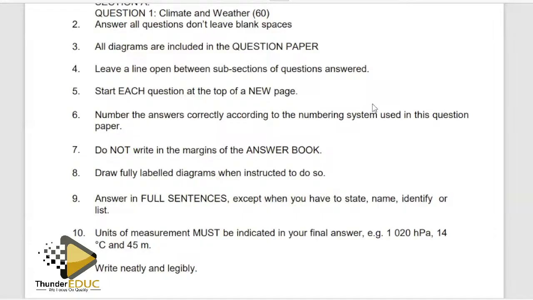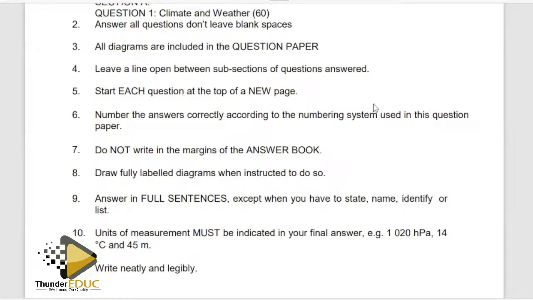If it's a matter of determining direction using bearing, how many degrees, you must indicate the units of measurement as you present your response. Is it pressure? How many hectopascals? You must indicate the right units of measurement. It's important because you'll end up losing marks for not indicating the units of measurement.